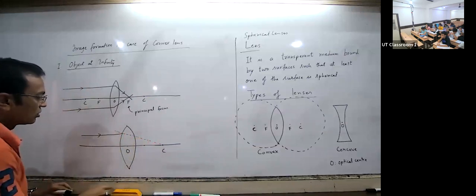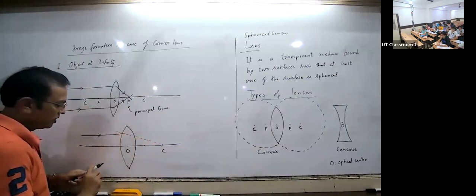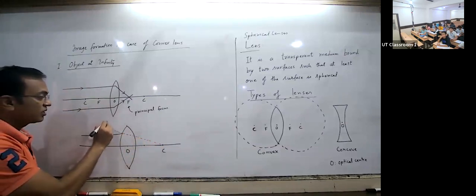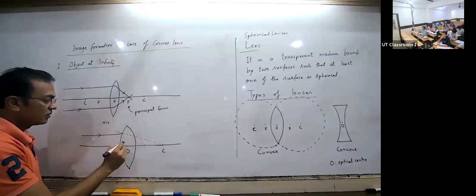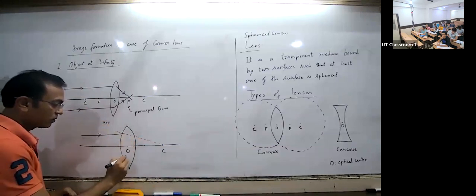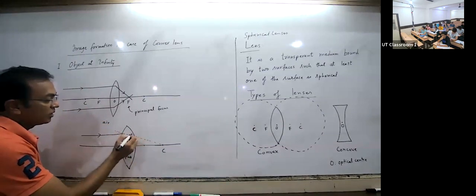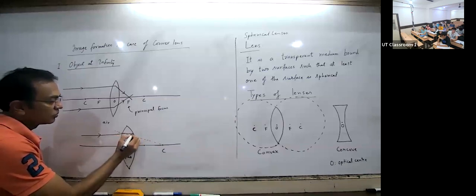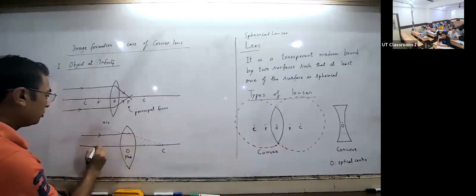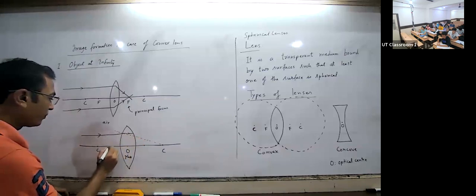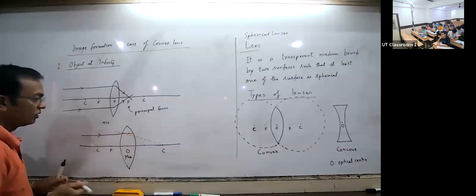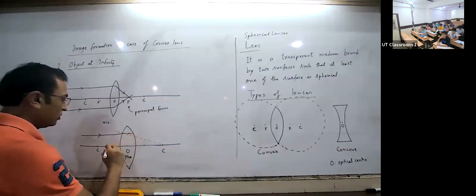Right? So after refraction, what should happen? The rays should bend towards the normal because this is denser. Everybody pay attention here. This is air, this is glass, right? So the ray will bend towards the normal. Right? Now you have C over here as well. So now you need a normal at this point. So join it with C.